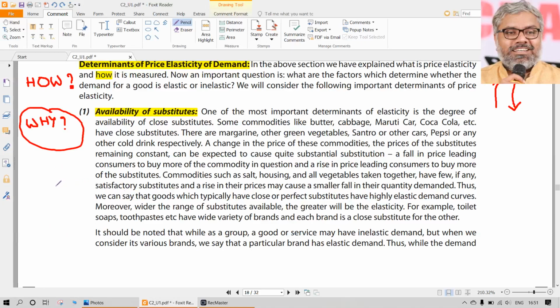Means what? Even for a smaller increase in the price, the demand for the original product will be drastically reducing. That means the elasticity is more in case where the availability of substitutes is there. That is one example we can just take, like any commodities, like let us say cool drinks particularly.